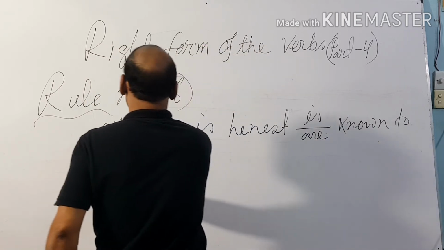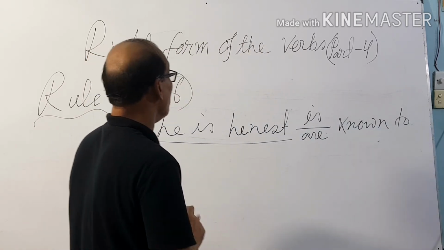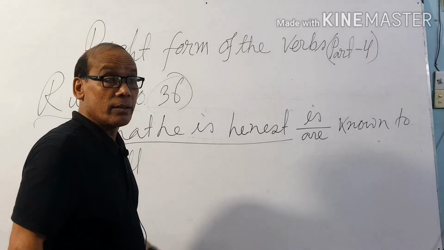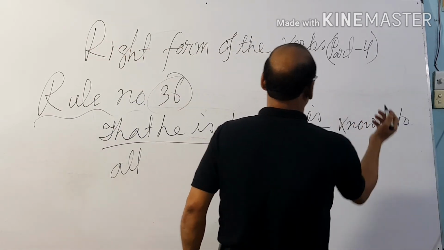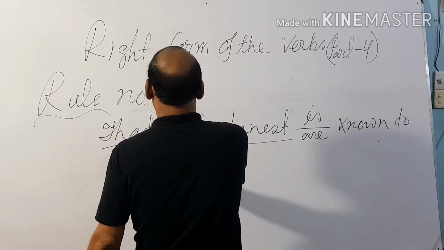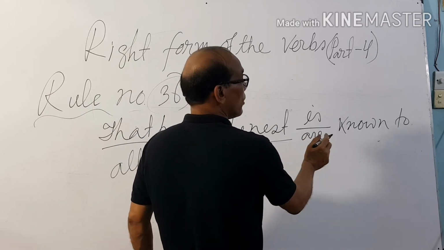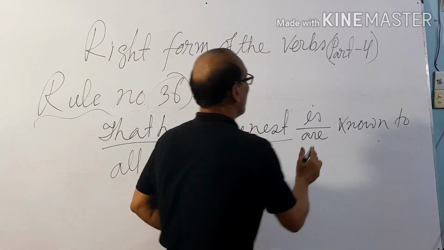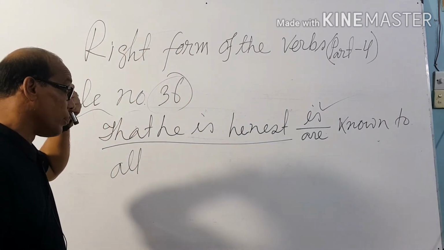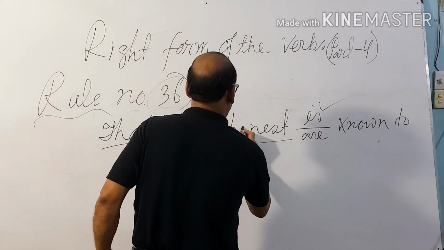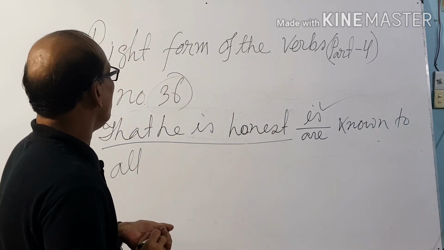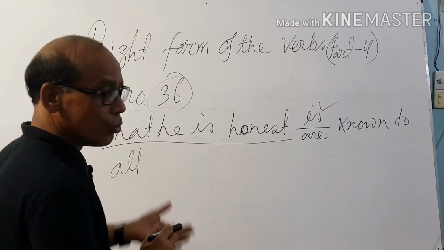That he is honest, it's a clause. Here, this clause is acting as a subject. So which one would be the verb, is or are? According to the rule that I have already given, the clause will act as a singular subject. So the verb will be singular. So "is" is all right. That he is honest is known to all.